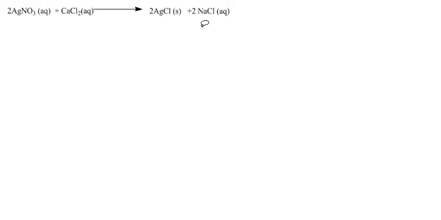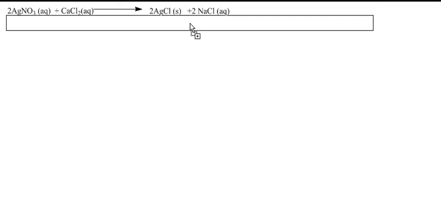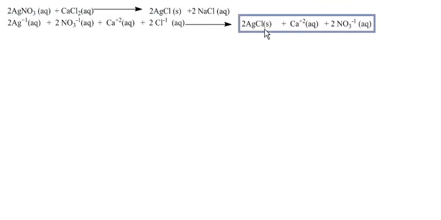The next thing we want to do is write what's called the full ionic equation. That is, we break down everything that's going to split up into ions in water into those ions. So you'll notice that the silver nitrate, the calcium chloride, and the sodium chloride are soluble, so they form ions, whereas the silver chloride is not. It's a solid precipitate, so we're going to leave it that way. When we write our full ionic equation, it's going to look like this, with ions for everything except for the silver chloride that is a solid.